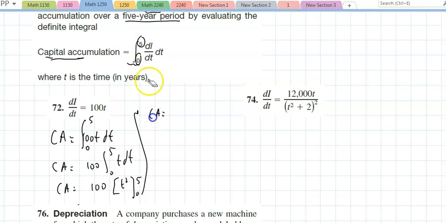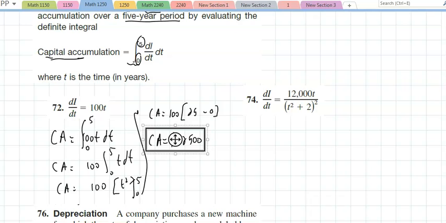And how does that work? Well, that's easy. That's 100 into, throw the 5 in. That's 5 squared, 25, minus 0. Hey, I don't even need a calculator. There it is.